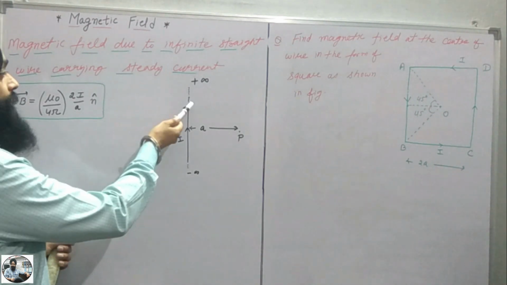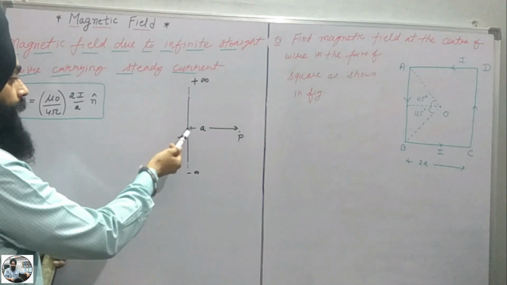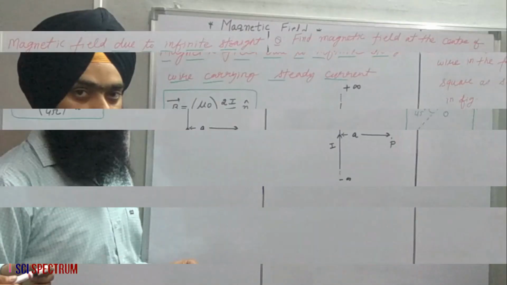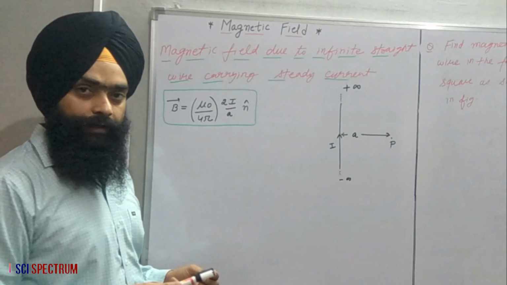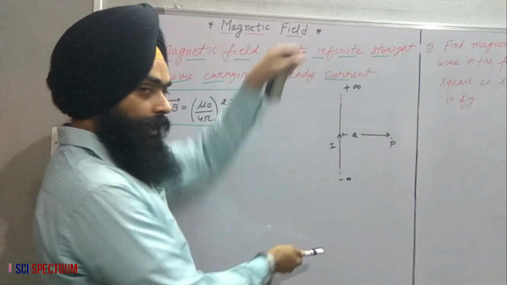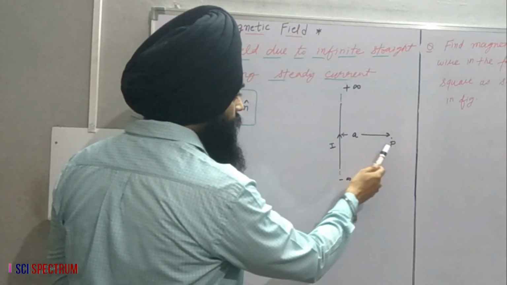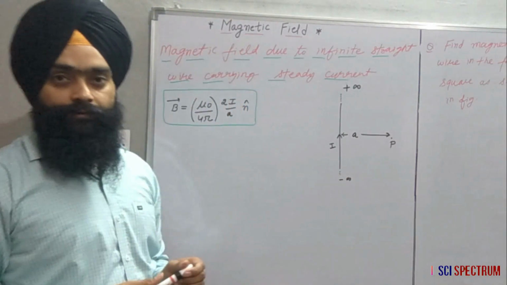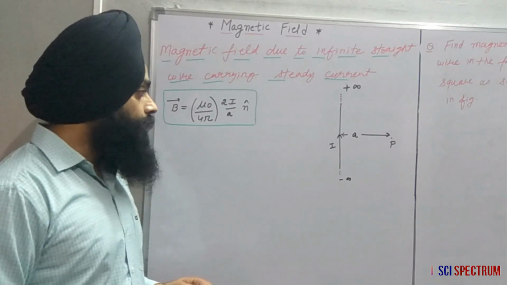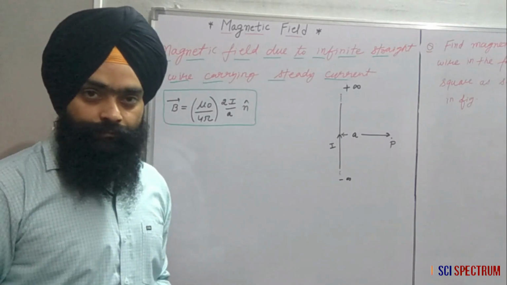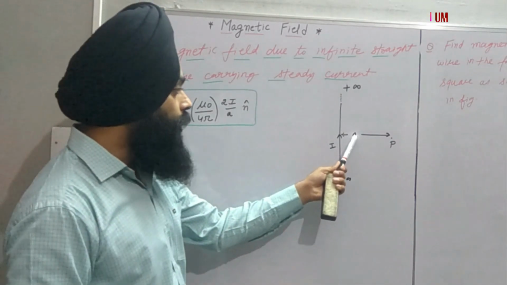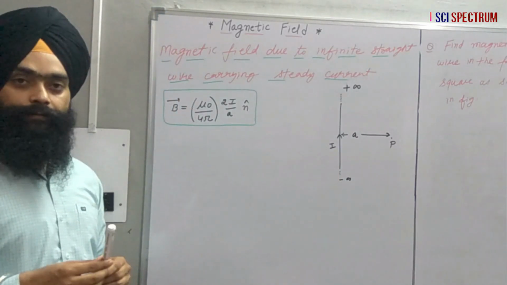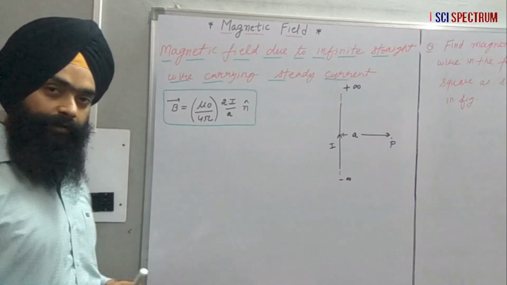This means on the upper end it extends up to infinity and on the lower end it also extends up to infinity. In a practical case, we can consider that the length of the wire is very large as compared to the distance between the wire and the observation point. So here the point P is the observation point, which is at a distance small a from the wire. If we apply the Biot-Savart law, the derivation is given in the books.